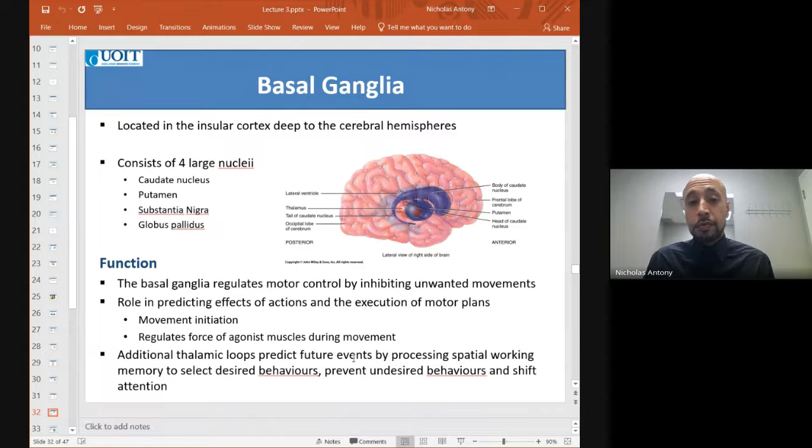The big thing with the basal ganglia is that it helps regulate unwanted movements by regulating the activation of our muscles. The signal that's coming out from the motor planning areas has to go through the basal ganglia. Can I go up a couple slides?